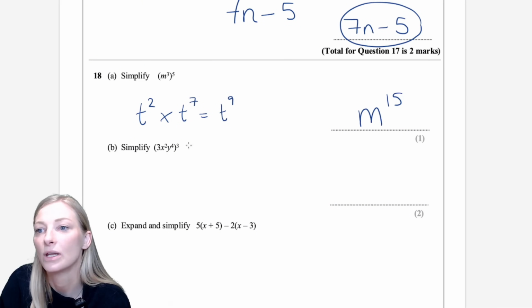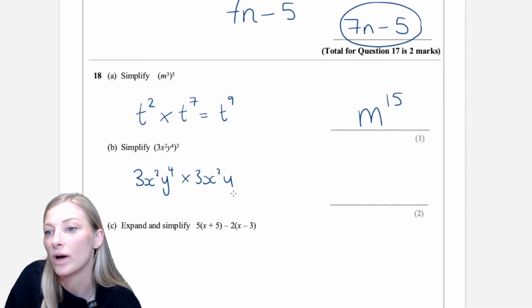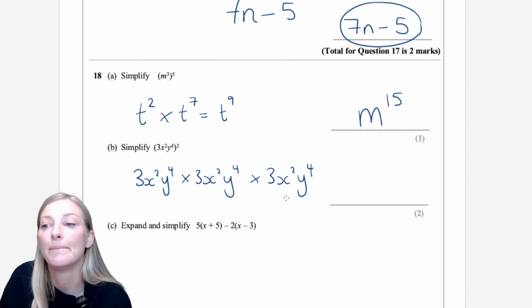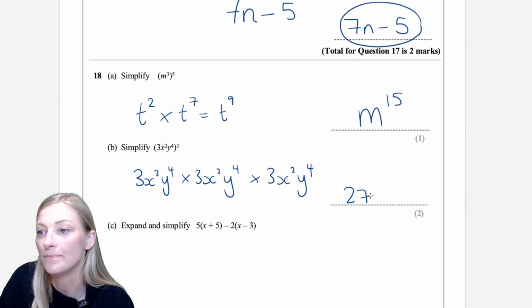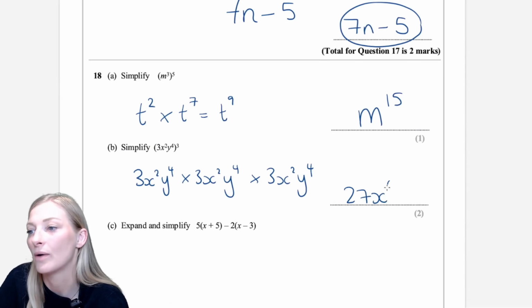Okay, for part B, I've got 3x squared y to the 4 times 3x squared y to the 4 times 3x squared y to the 4. And I'm multiplying this by itself and by itself again. 3 times 3 times 3 is 27. X squared times x squared times x squared is x to the power of 6.